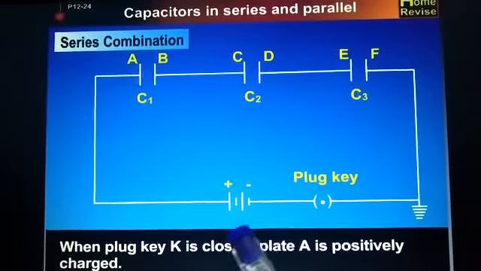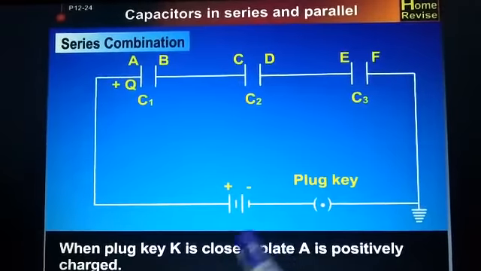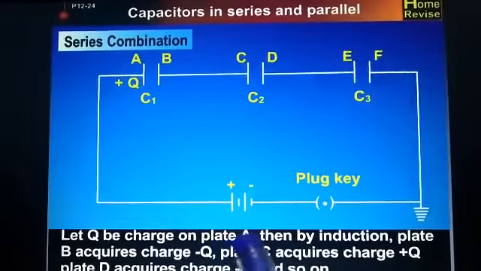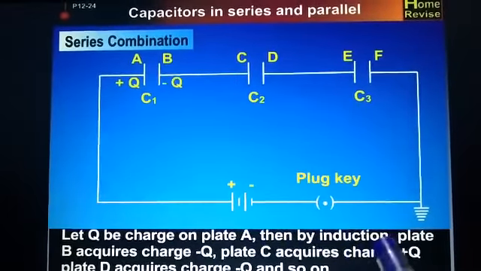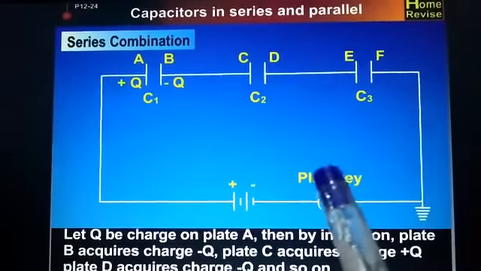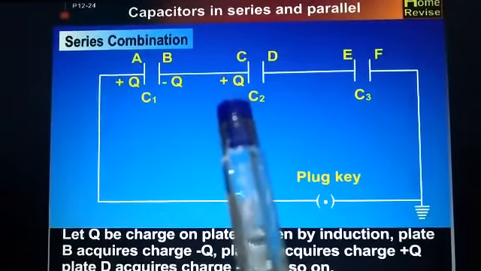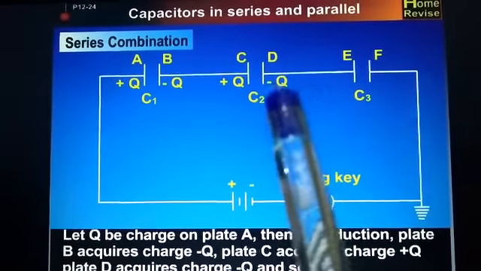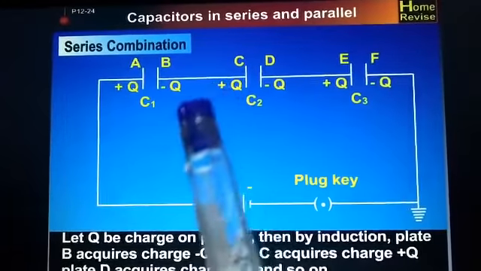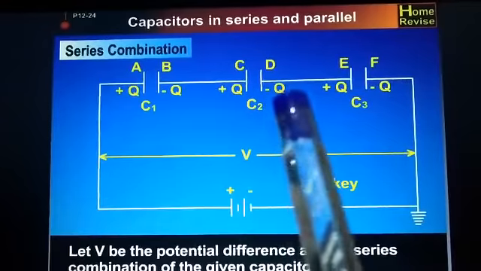When plug key K is closed, plate A is positively charged. Let Q be the charge on plate A, then by induction plate B acquires charge minus Q. Plate C acquires charge plus Q. Plate D acquires charge minus Q and so on. So the charges alternate: plus Q, minus Q, meaning positive charges, negative charges, positive charges, negative charges.